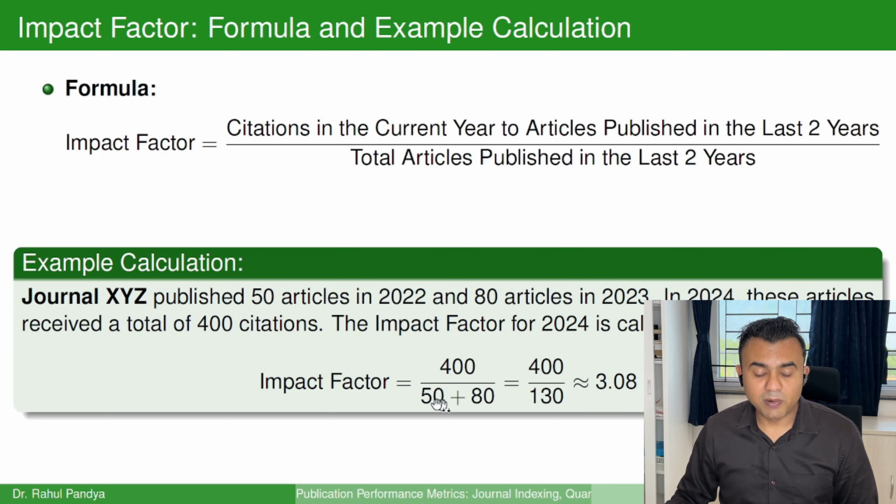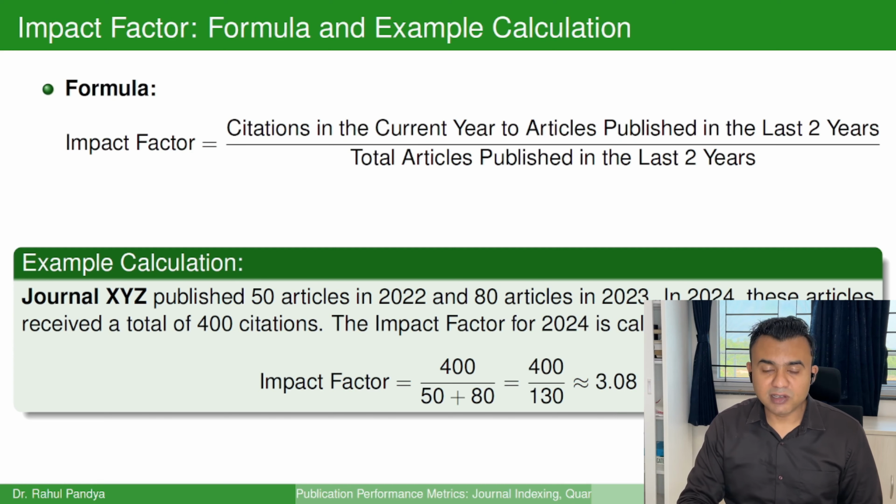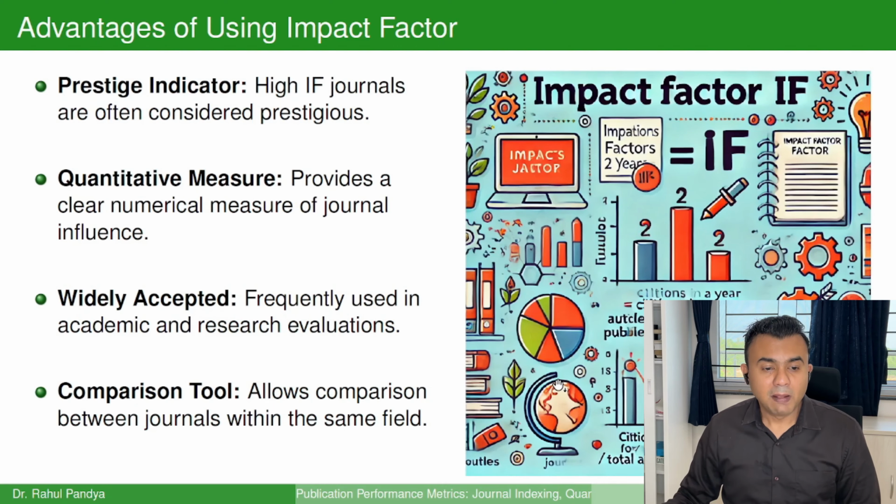So that comes as 400 divided by 130, and the impact factor comes to 3.08. The impact factor is measured across the last 2 years. There are advantages of using impact factors, such as it indicates the prestige of the journal. A high impact factor means it's a prestigious journal, and generally researchers consider it when uploading their paper, right? Generally we look at the impact factor.